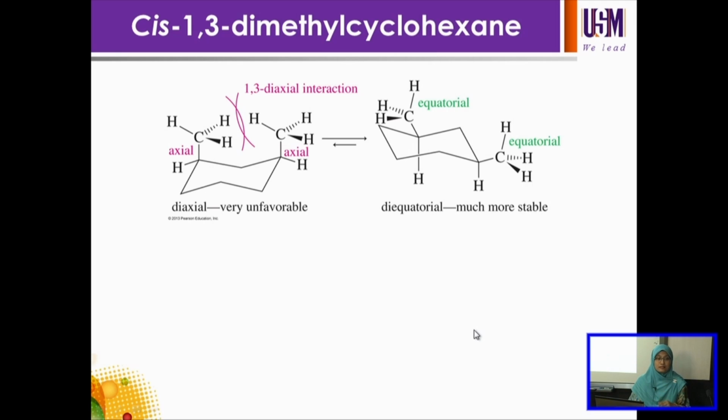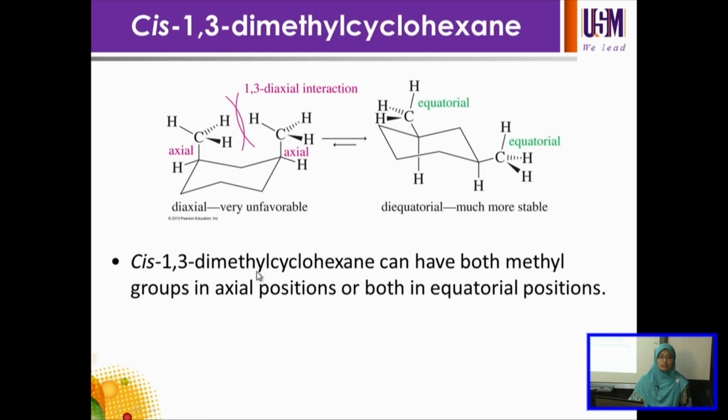Let's look at another example, which is cis-1,3-dimethyl cyclohexane. In this case, the methyl groups will be at carbon number 1 and carbon number 3. Cis-1,3-dimethyl cyclohexane can have both methyl groups in axial position or both in equatorial position.